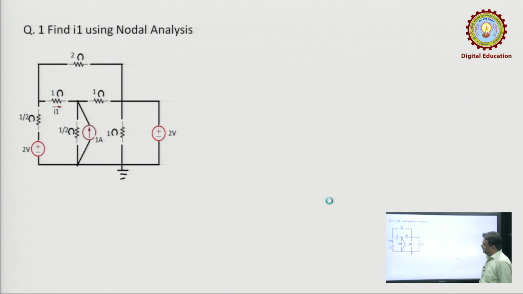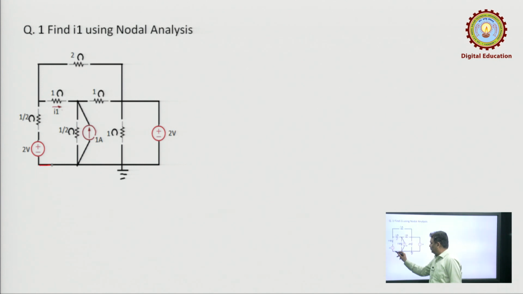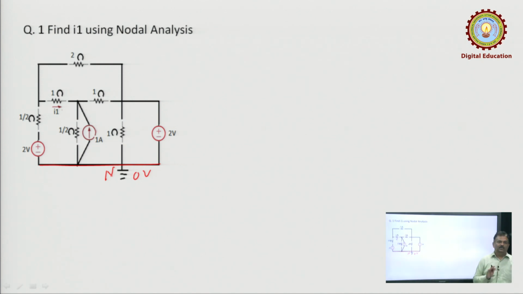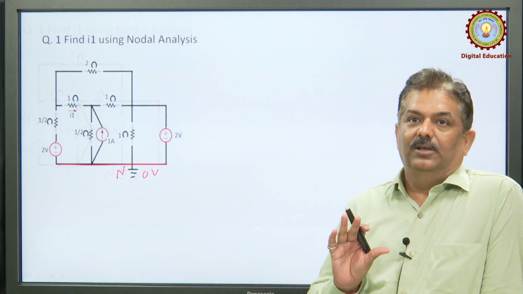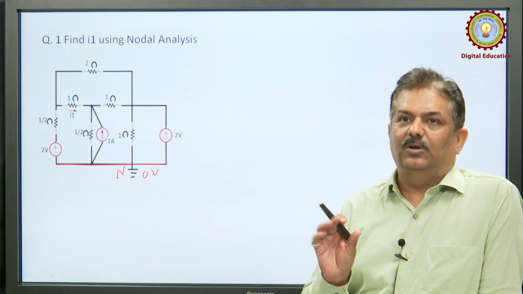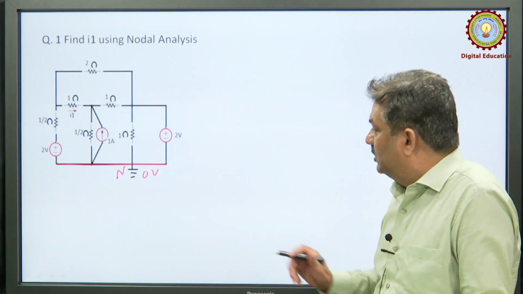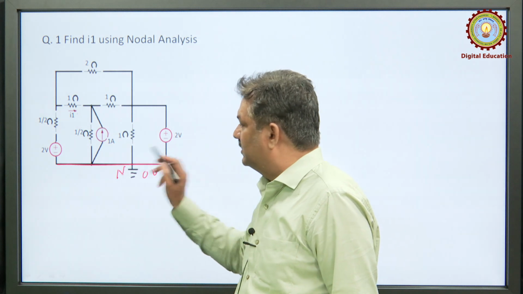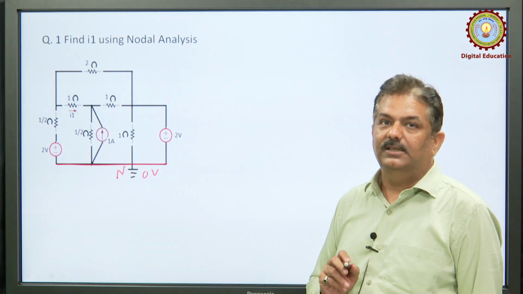In this question, let us consider this as the datum node. Why datum node? Generally, the bottom node with the maximum branch terminations is considered as the datum node. Here 1, 2, 3, 4, 5 branches are terminated, so let us consider this as 0. This will be treated as the reference node. Selection of the reference node is very important. We should select as reference the node where the maximum branches are terminating, so its voltage will be treated as 0.